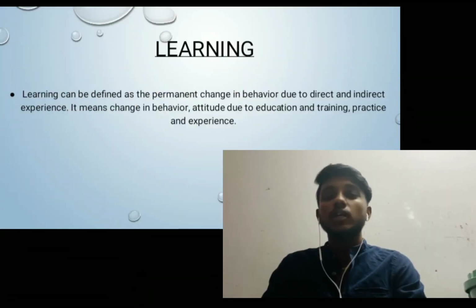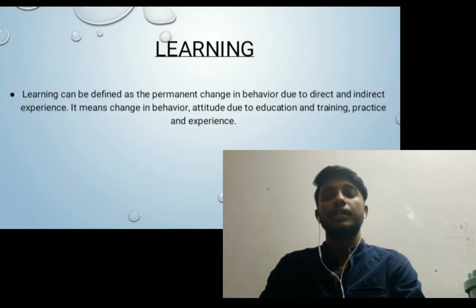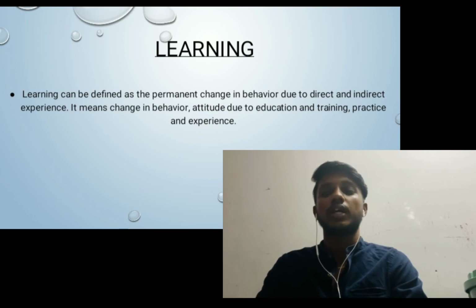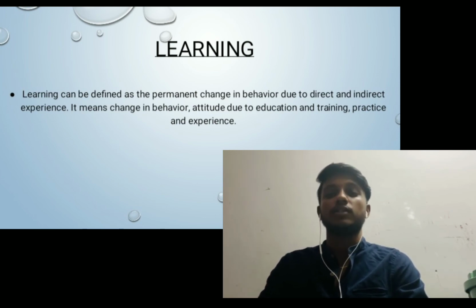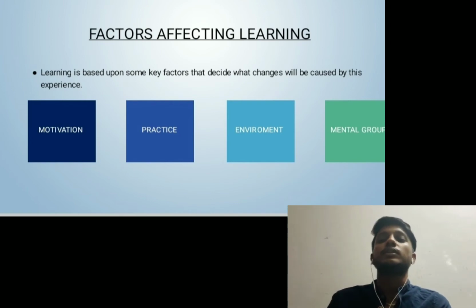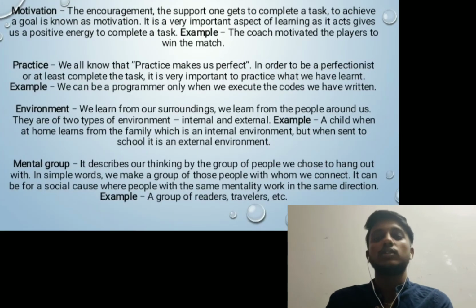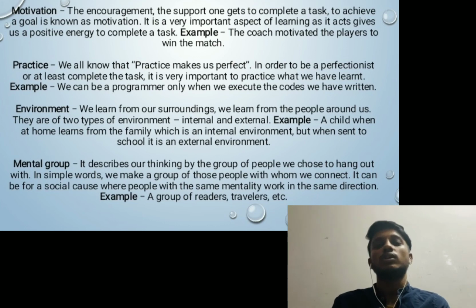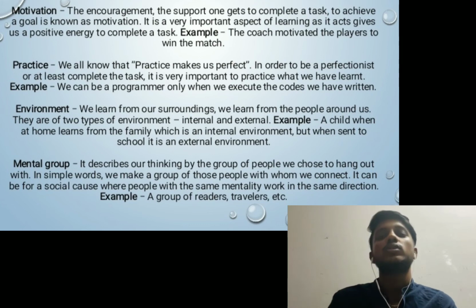Learning can be defined as the permanent change in behavior due to direct and indirect experience. It means change in behavior and attitude due to education, training, practice and experience, based upon some key factors that decide what changes will be caused by this experience. Motivation: the encouragement and support one gets to complete a task or achieve a goal is known as motivation. Practice: we all know that practice makes us perfect. In order to be a perfectionist, or at least complete the task, it is very important to practice what we have learned.